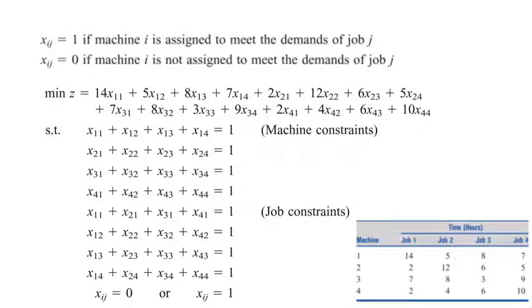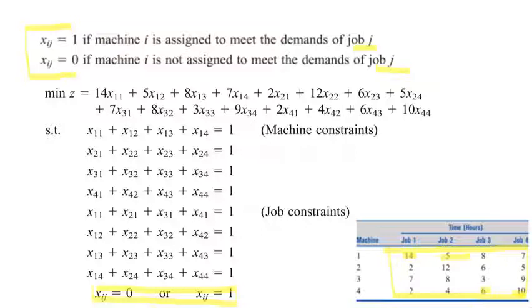So our decision variable is a 0-1 variable. Xij equals 1 if machine i is assigned to do job j, and Xij is 0 if machine i is not assigned to do job j. So you see the sign restriction here is that Xij is either 0 or 1. The objective function is to minimize the total setup time: 14 times x11, 5 times x12, and so on until 6 x43 and 10 x44.